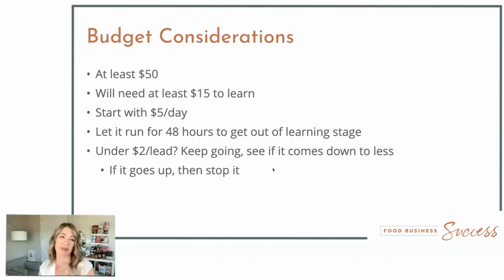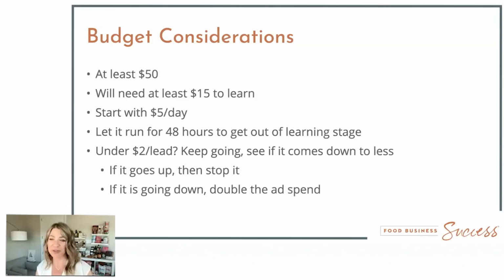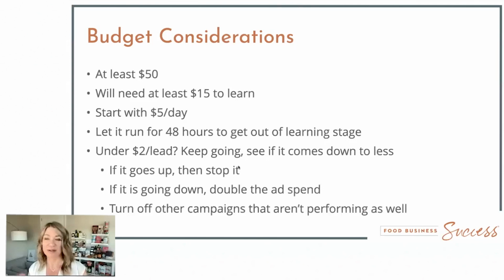Things that worked one day, a month later, they don't work anymore. So you might have to freshen it up. And then if it's going down, I would do no more than double. Like if you're starting with $5 a day, then maybe you go to $7, or you could go to $10, but then you want to keep coming back. When you're running ads, you got to keep checking them, making sure that it's still working, because all of a sudden that money can add up pretty quickly. And then of course, turn off any campaigns that aren't performing as well.